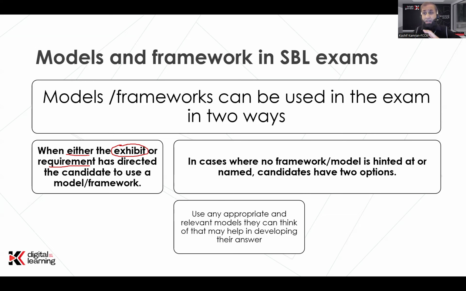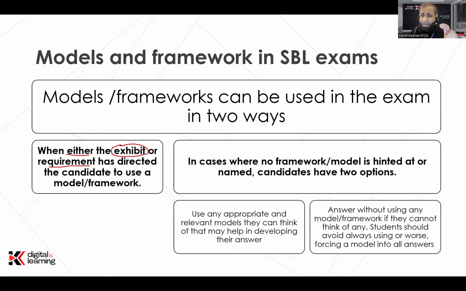That's your alertness in the exam hall, that you immediately recall something and you say, okay, if I put my answer in this model, even though the model has not been asked, I can give a realistic good answer. Go do it. The SBL examining team is not creating any hindrance for that. But the second situation is answering without using any model. If no hint is given of a model or a framework, either in the exhibit or in the requirement, then you can answer without using any framework or model.